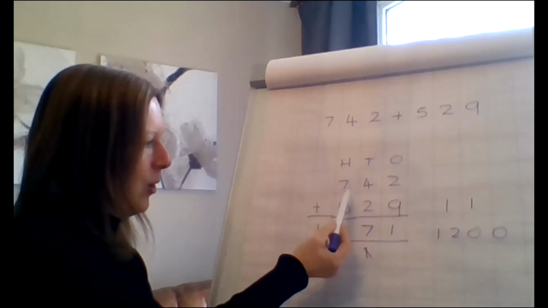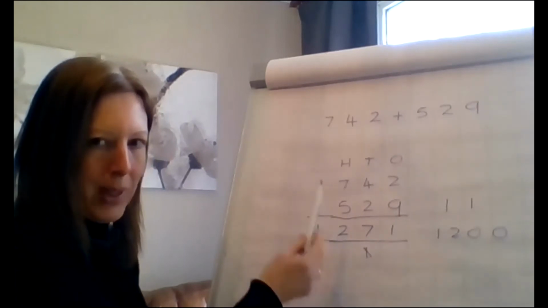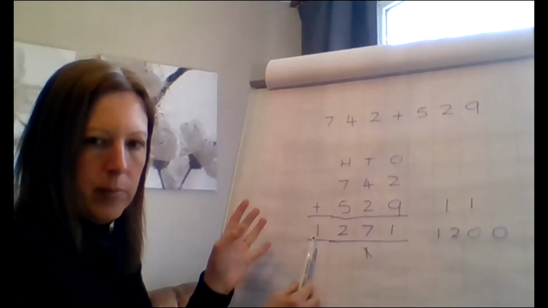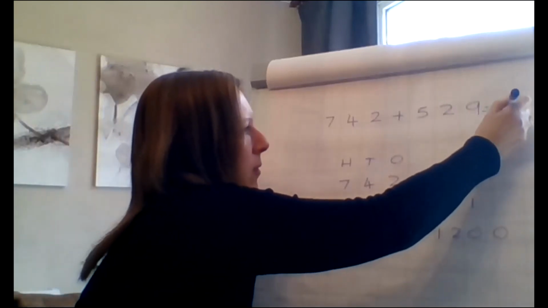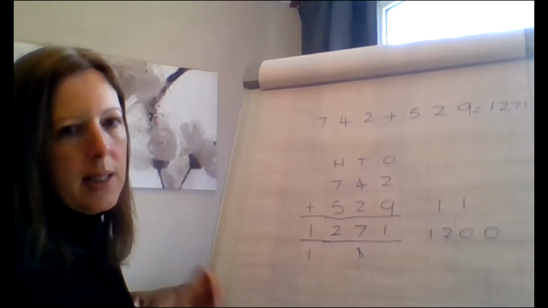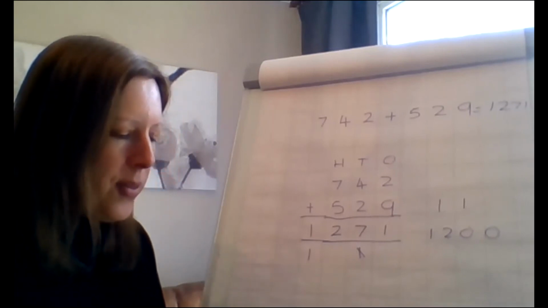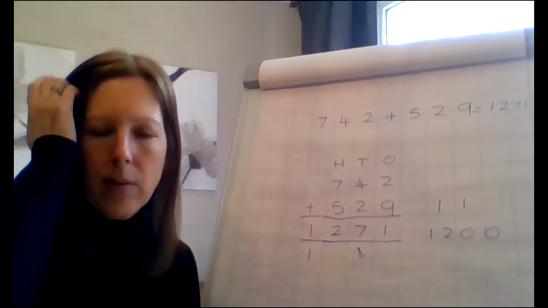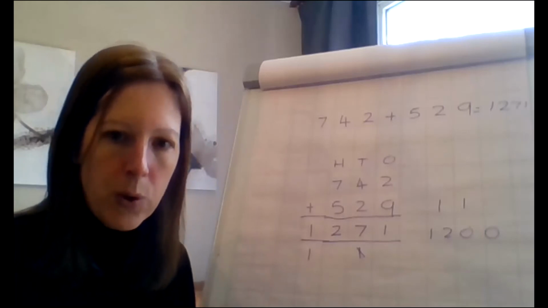Because what we had here is my 1200s. So my 200 has stayed there and my 1000s has now become my 1000 here. So my answer altogether, can't quite fit it in there because it's such a big number, is 1271. So that's a little recap. I'm hoping you remember most of that from before. But as I say, sometimes it's good to have a little practice just to remind yourself.